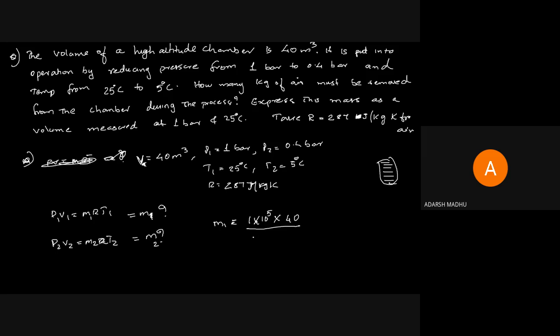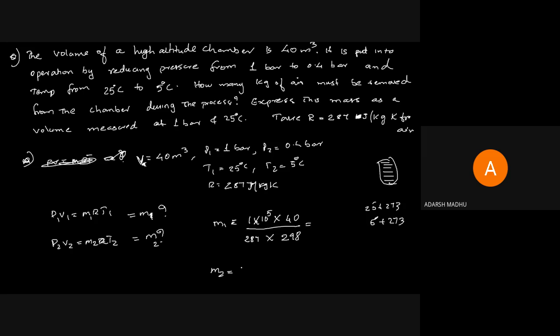RT1. R is 287 itself, not in kilojoule, this is in joule. R is 287 into T1, which is given as 25 degrees Celsius. You want to convert it to Kelvin: 25 plus 273, that is 298. You will get the M1 value.